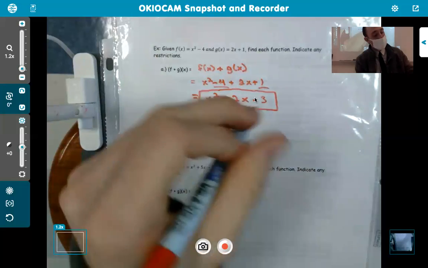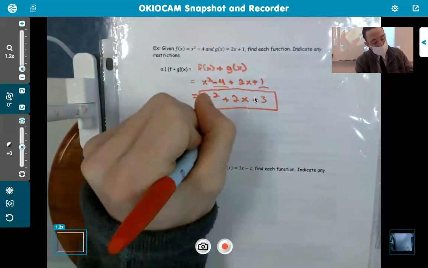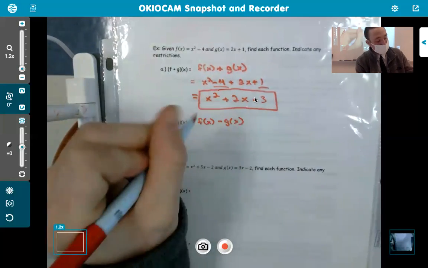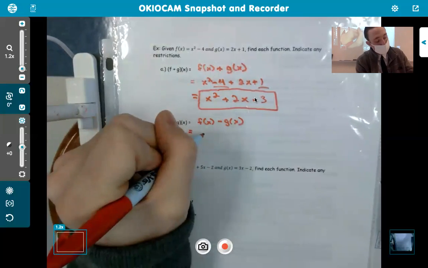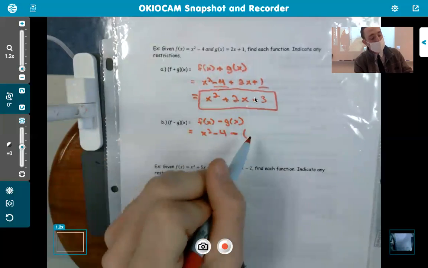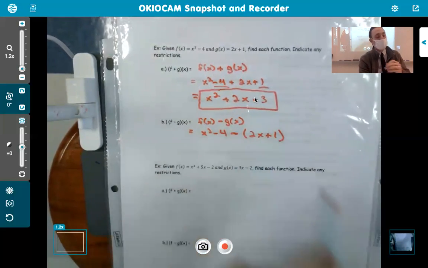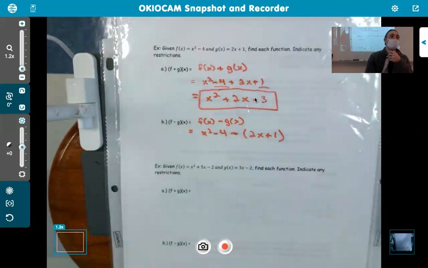Now we'll do the same thing with subtraction. So I know that f minus g of x is the same thing as f of x minus g of x. So it'll be x squared minus 4 minus, and I want to make sure that I include the entire function, the 2x plus 1 or the g of x, inside parentheses, right? I'm subtracting one whole function from another whole function. So I'm including that entire quantity inside my parentheses.